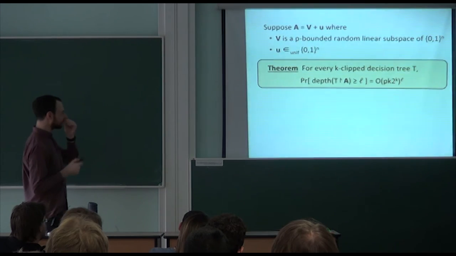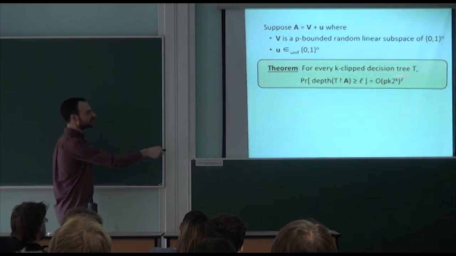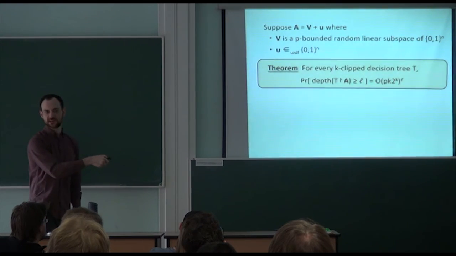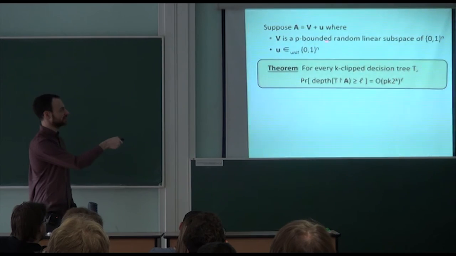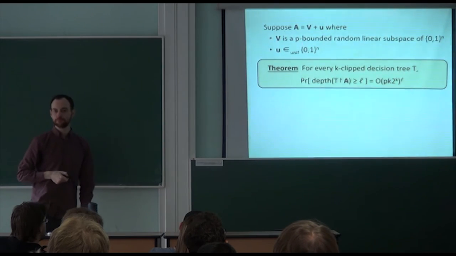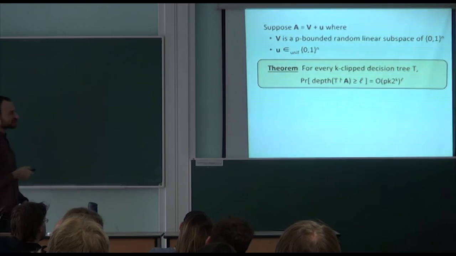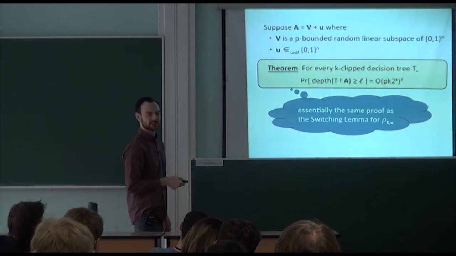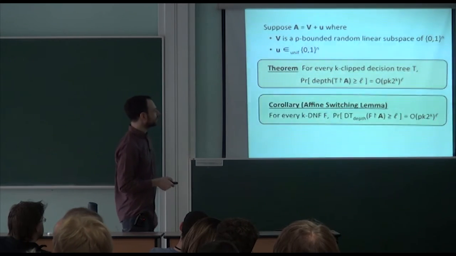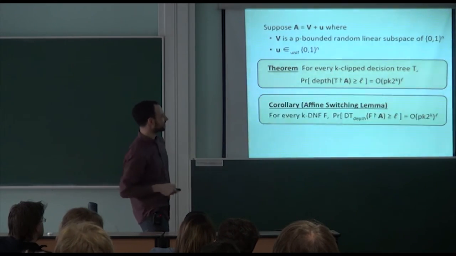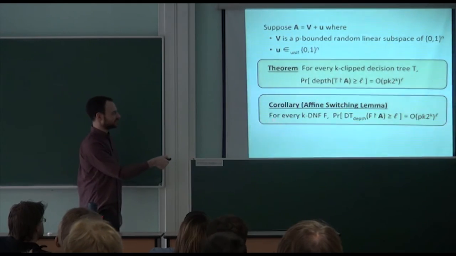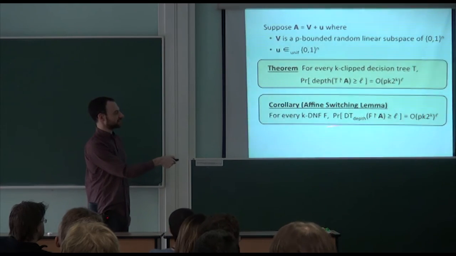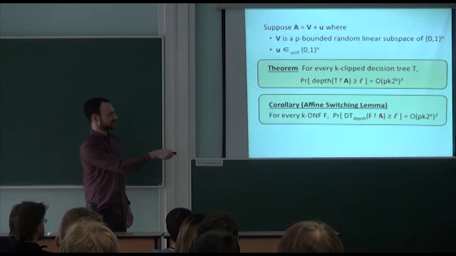Okay, and then the theorem is that for every k-clip decision tree T, we get this similar looking bound as we had before if V is p-bounded. And the proof is actually almost identical to the previous switching lemma. So the corollary is that for every k-DNF f, we get the same bounds on the decision tree depth of f restricted on A.